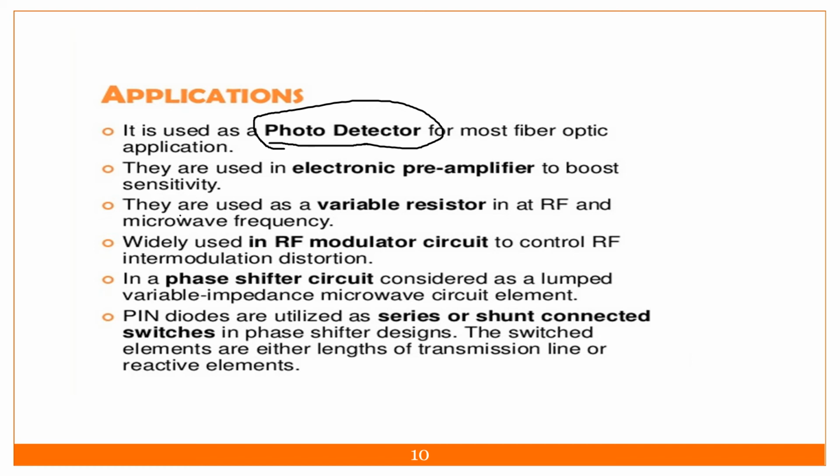Then they are used as a variable resistor in RF and microwave frequency. You can use it as a variable resistor itself. Then it is used in the RF modulator circuit to control RF intermodulation distortion. If you want to control the RF intermodulation distortion, you can use it in an RF modulator circuit. Likewise, you can use this as a phase shifter circuit. The PIN diode is also utilized as series or shunt connected switches.